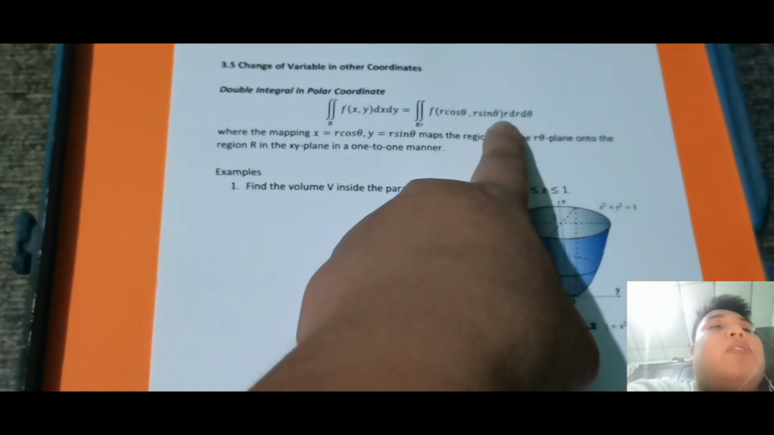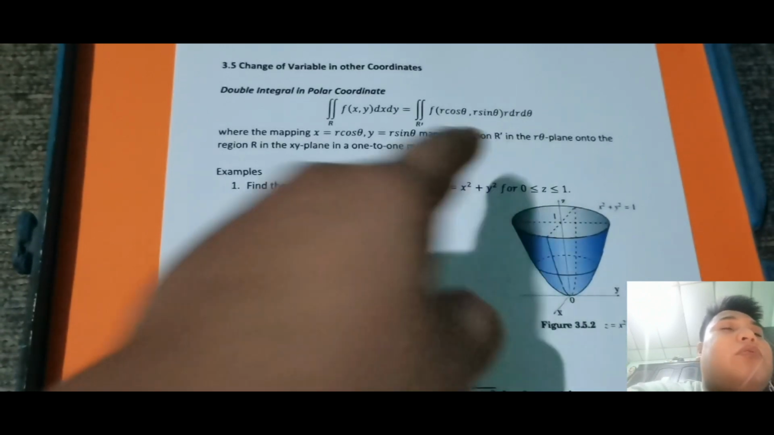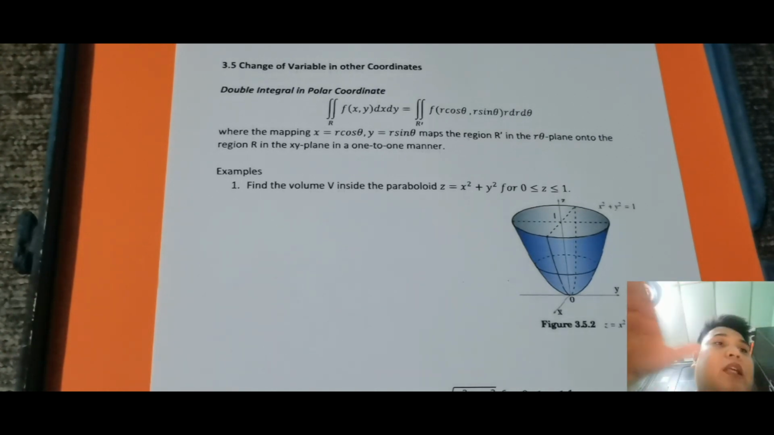Yung dA natin o yung infinitesimal natin is papalitan natin ng r dr d theta. Ito yung explanation bakit ganyan yung kanyang differential. Sa differential, una natin i-consider is yung gapang niya sa radius. Pagapangin mo muna sa radius kasi area lang yon, specific area. The next is pagapangin mo siya through sa theta, kasi theta yung revolution. Pagapang sunod sa revolution, makukuha niya yung buong volume. Yun yung ginagawa dito.